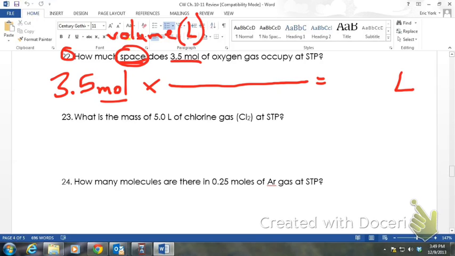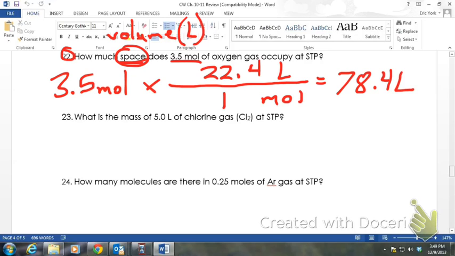So here we put moles on bottom, liters go on top, and we know that 1 mole is equal to 22.4 liters. Now it's important that the only time this applies is if we are, 1, talking about a gas, and 2, if that gas is at STP, which is standard temperature and pressure. According to this equation, it is a gas and it is at STP, so we can just simply do the math, and when we do the math, our final answer is 78.4 liters, and that is the final answer.